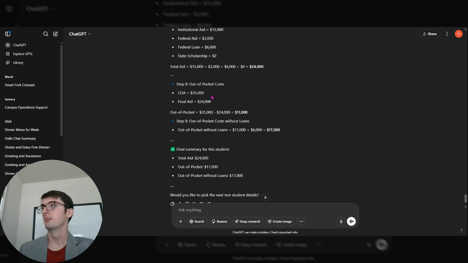And then finally, they calculate out of pocket costs. His cost of attendance was 35,000. That's how much he's going to have to pay to come to school. He's receiving 24,000 in aid. And so out of pocket costs would be 11,000.